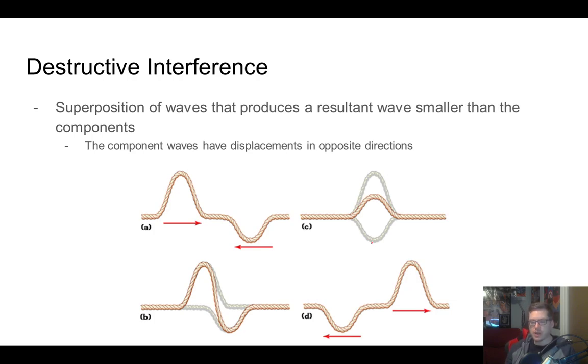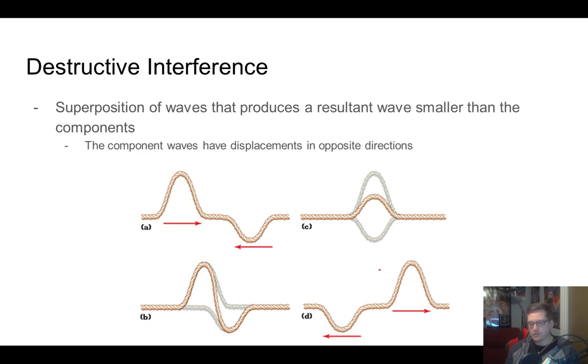Now, destructive interference is the opposite of constructive interference. It's when the amplitudes of the two waves are in opposite directions. So here, the one going to the right has a positive displacement, and the one going to the left has a negative displacement. Notice that as they come towards one another, they start interacting, and then once they're right on top of each other, look what happened to the amplitude of the resultant wave. It got less. Notice that the distance it dropped down is equal to the sum of the positive and negative from these two amplitudes.